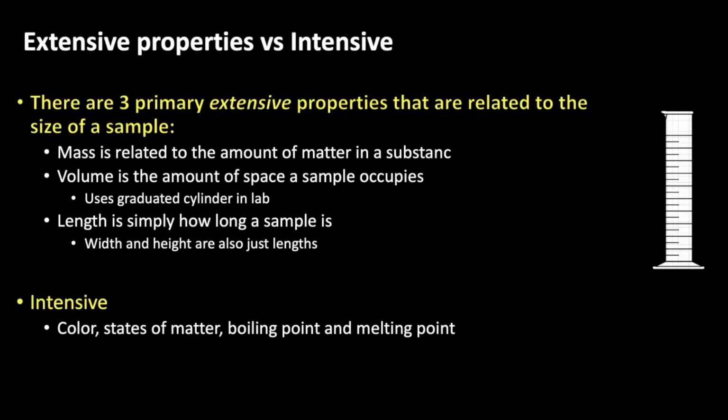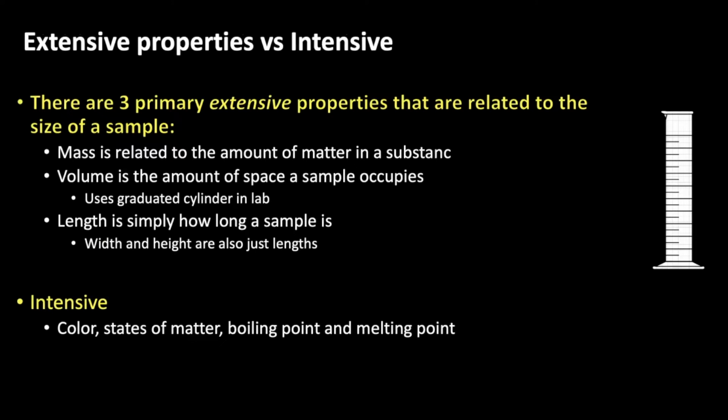So looking more at extensive properties, three examples that are the primary ones are mass, volume, and length. Mass is related to the amount of the matter in a substance. Think of grams and kilograms as units.